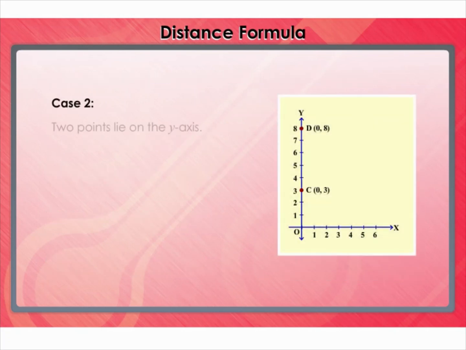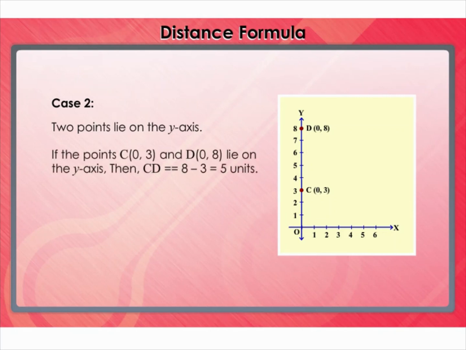Case 2. 2 points lie on the y-axis. If the points C(0, 3) and D(0, 8) lie on the y-axis, then we find CD is equal to 8 minus 3, that's equal to 5 units.